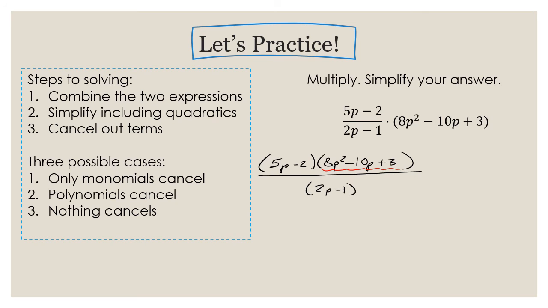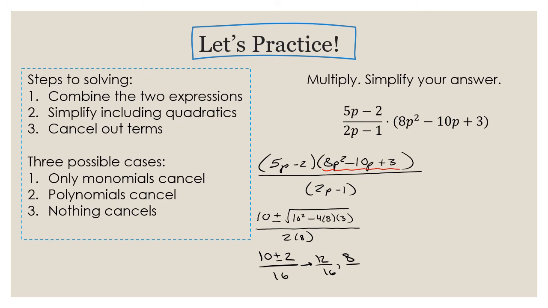So let's simplify this quadratic. I'm going to do negative b, which would be 10, plus or minus the square root of b squared minus 4 times a times c, all over 2 times a. This is going to simplify to 10 plus or minus 2 over 16, which is going to give me 10 plus 2 is 12 over 16, and 10 minus 2 is 8 over 16. This is going to simplify to 3 over 4 and 1/2.